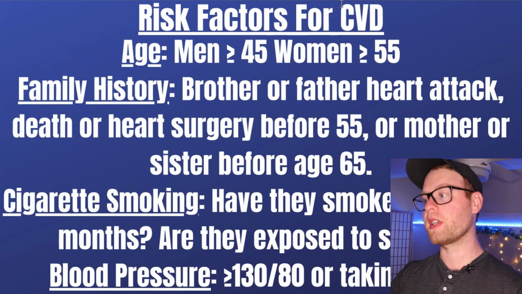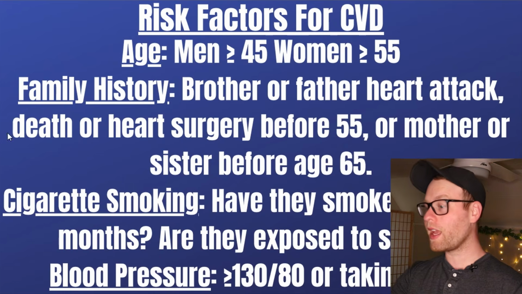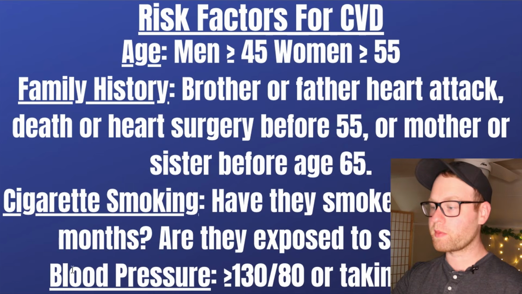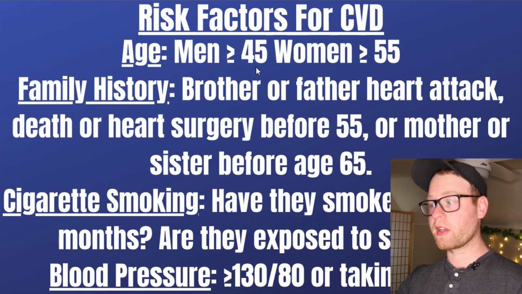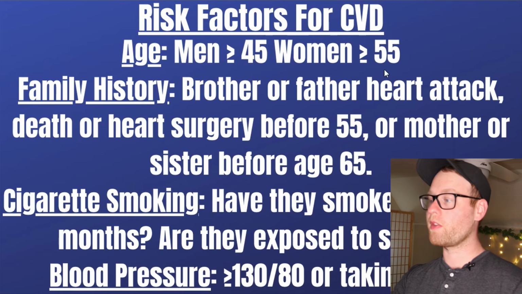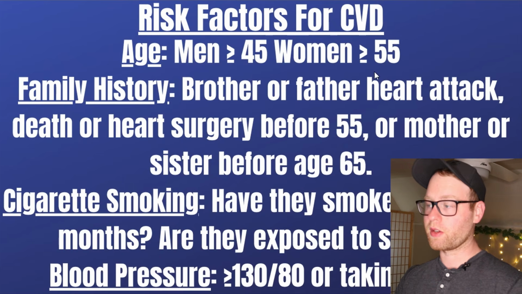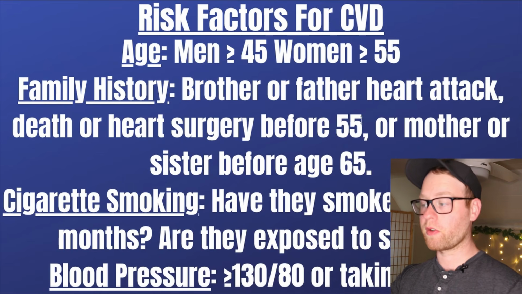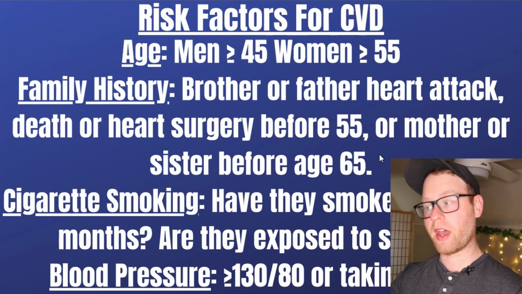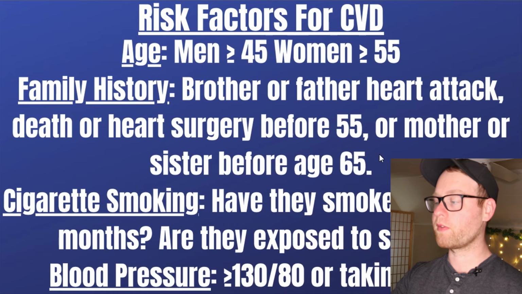Anyways, the first major thing we'll be talking about in this part 2 video are risk factors for cardiovascular disease, or CVD. This includes things like age, family history, cigarette smoking, blood pressure, etc. For age, if you're a guy who's 45 years or older, that would be considered a risk factor, and for women, if you are 55 or older, that is also considered a risk factor. For family history, if your brother or father had a heart attack, death, or heart surgery before 55, or your mother or sister had one before age 65, that is also a risk factor for CVD.